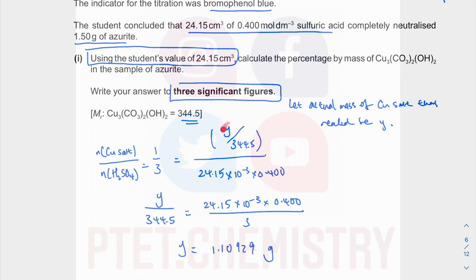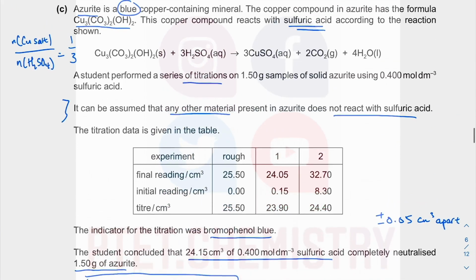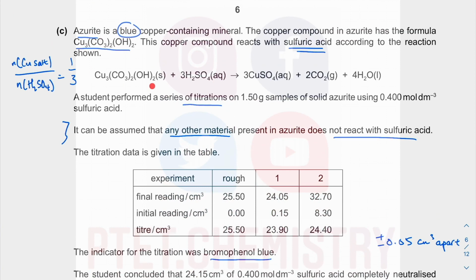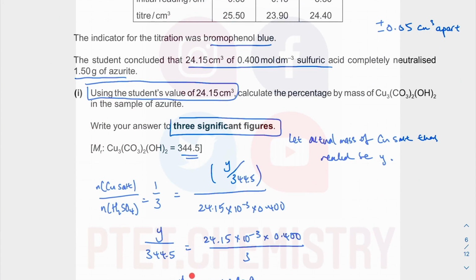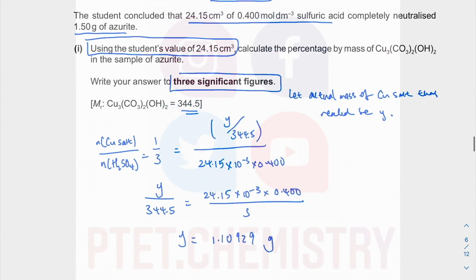This is the actual mass of this thing that reacted, because the azurite is a blue copper containing mineral, but it can contain other substance as well. But the other material does not react with the acid. Only the copper compound reacts with the acid in this ratio. Yeah. So we work out the actual mass of the copper compound that reacted with the acid. All right. So this is the actual mass of the copper compound that contains this much.